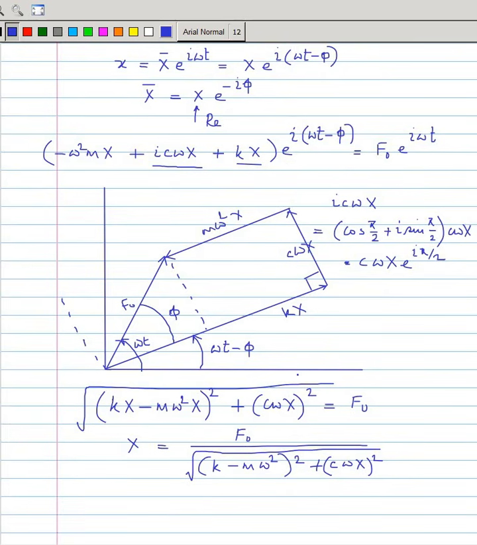So from this graphical representation also you can verify this, and tan phi is equal to this perpendicular by base. So this is c omega X by (kX minus m omega square X), or c omega by (k minus m omega square). And see from here, when omega is very small, this is very small because this depends on omega square. This is also small, and phi is small.